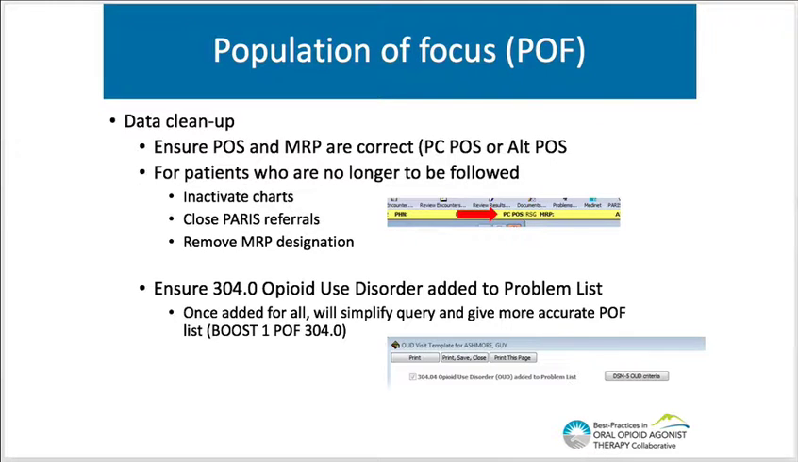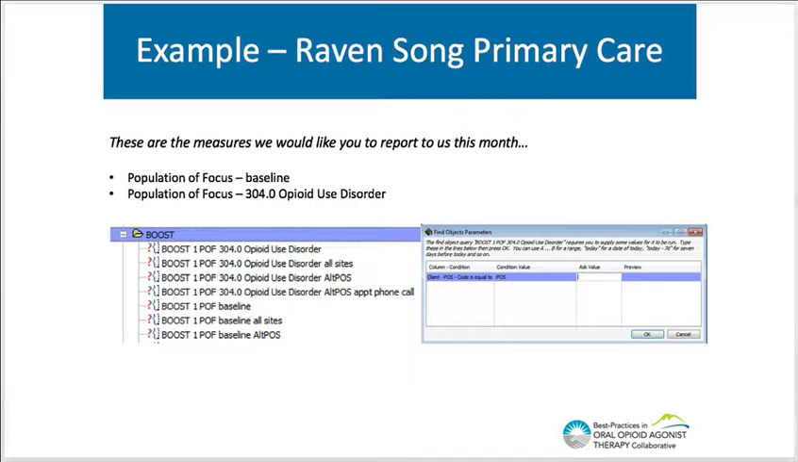So first of all, data cleanup. We've gone over this before. Try to make sure your POS and MRP are correct. So that's either PC-POS or alt-POS. For patients who you're not following any longer, make sure the charts are being closed, Paris referrals closed, and remove the MRP designation. And as I mentioned, you can add the 304.0 with the form.